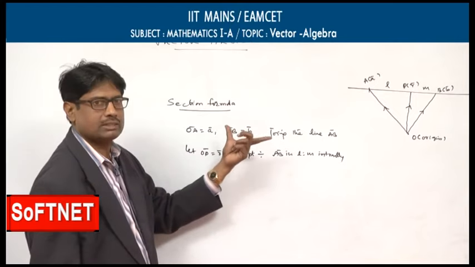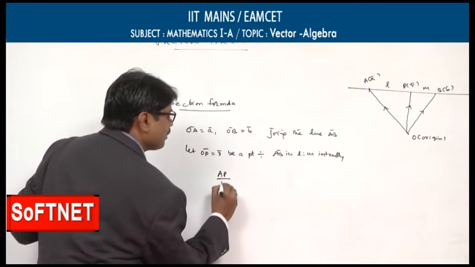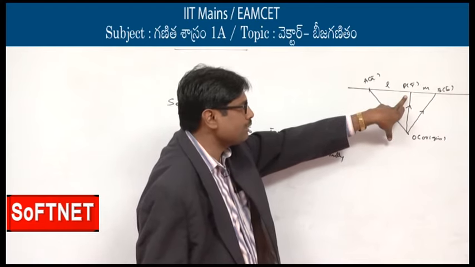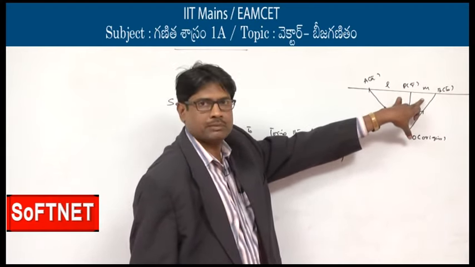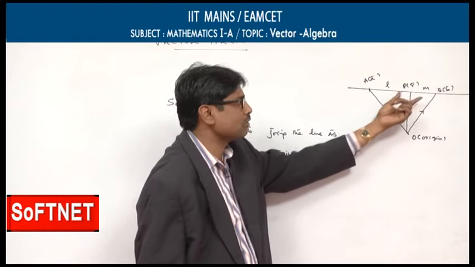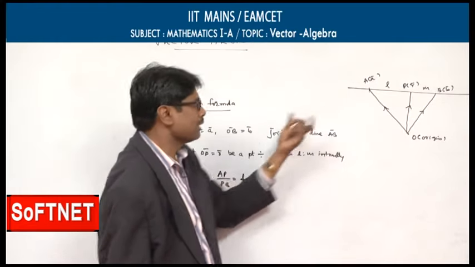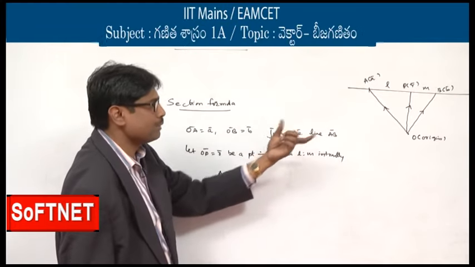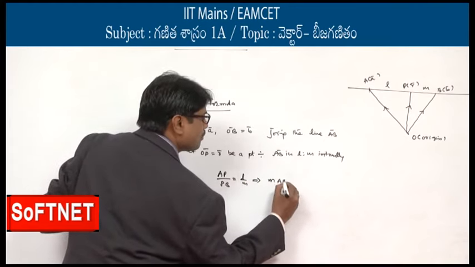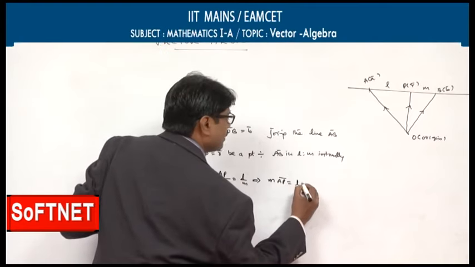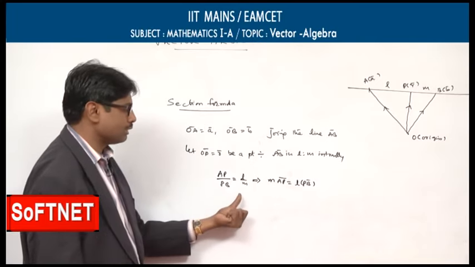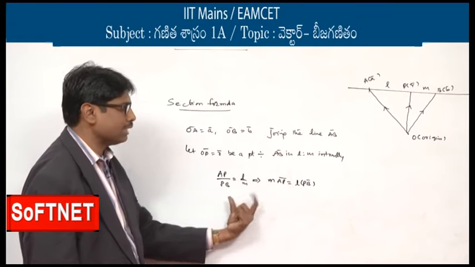Clearly, AP divided by PB is equal to L by M. In the geometrical diagram also, we notice that the point P divides AB in the ratio L:M, with magnitude of AP being L and magnitude of PB being M. So AP divided by PB is equal to L by M. On cross multiplication, M times AP bar is equal to L times PB bar.